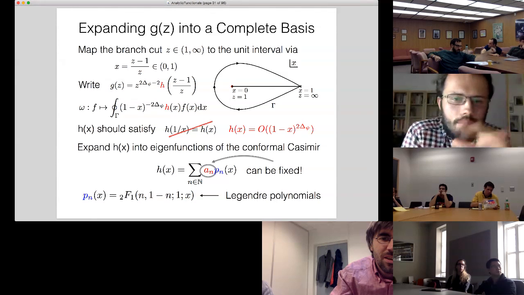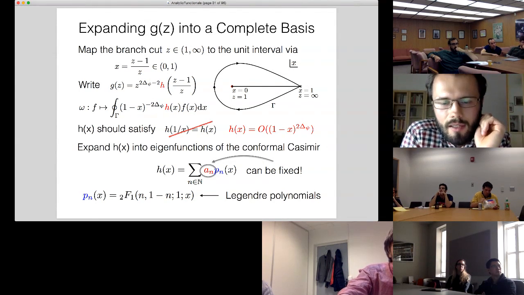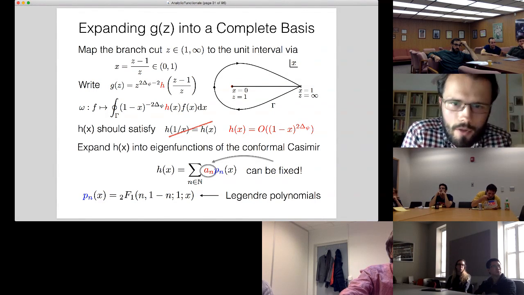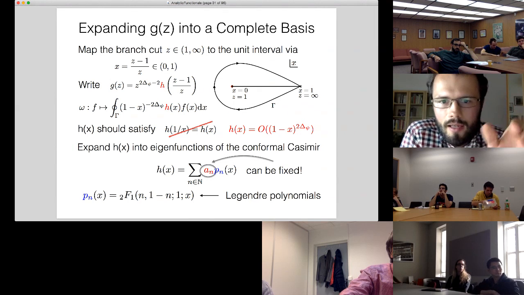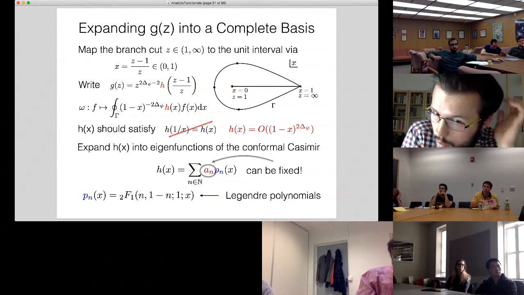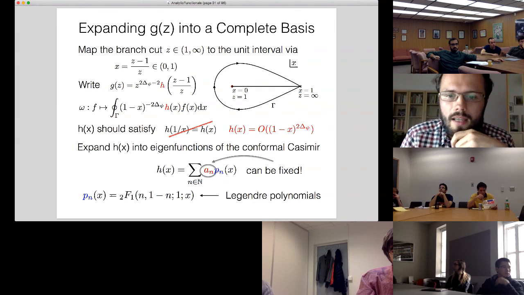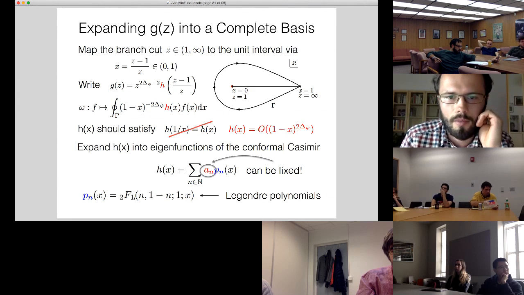I haven't thought about this symmetry very carefully, but I think what Slava is saying is true, that any function can be decomposed into a symmetric and an antisymmetric part, and the antisymmetric part will probably not contribute to the action of the functional. I haven't checked this, but it sounds plausible. And anyway, the point is that in the end, these coefficients an, the basis, can be fixed uniquely to give us the correct extremal functional, which is what I'm going to do soon.